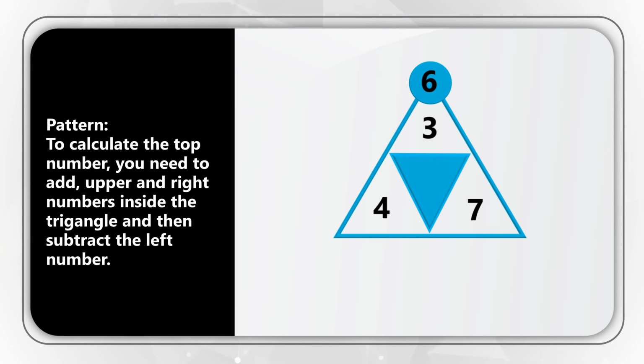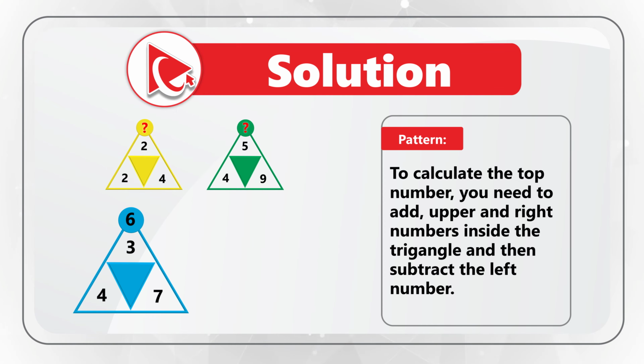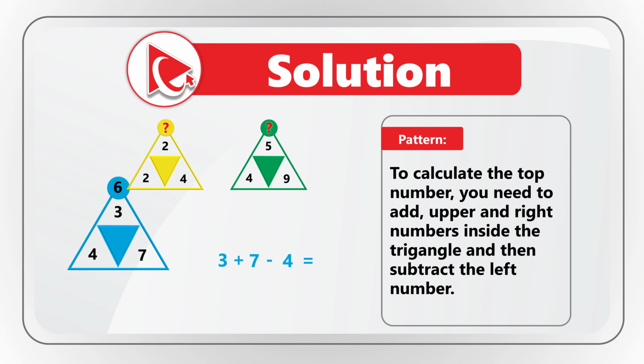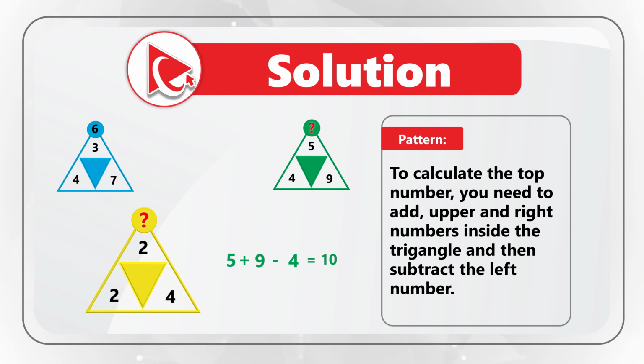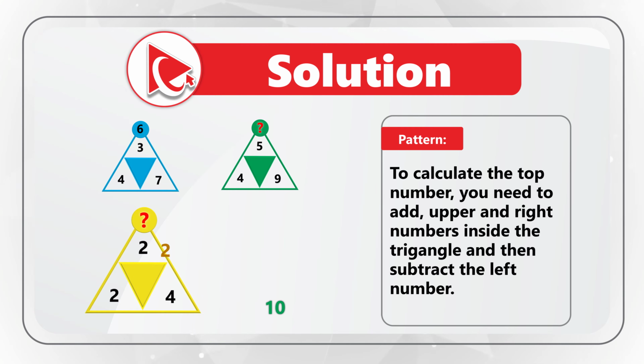The pattern here is that to calculate the number on the top of the triangle, you need to use the inside upper number added to the number on the right, and then you should subtract the left number. For example, for the blue triangle, which has all the numbers, the calculation will be 3 plus 7 minus 4 equals 6. For the green triangle, the calculation will be 5 plus 9 minus 4 equals 10. And for the yellow triangle, the calculation will be 2 plus 4 minus 2 equals 4. So the correct choice here is answer A, 10 and 4.